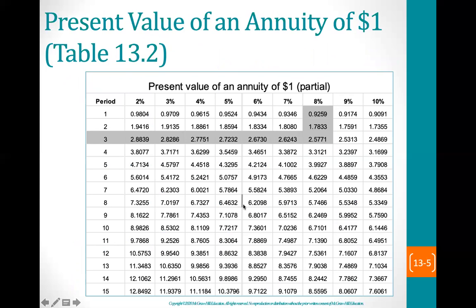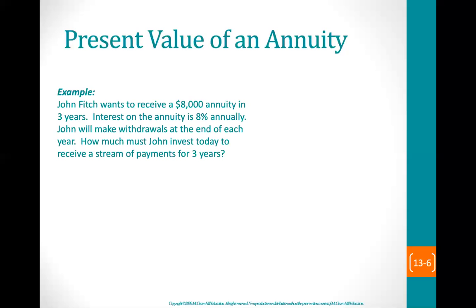So if John Fitch wants to receive an $8,000 annuity for 3 years, and interest on the annuity is 8% annually, John will make withdrawals at the end of each year. How much must he invest today to receive a stream of payments for 3 years? So step 1, how many periods do we have? 3 years times 1 annually is 3 periods. Our rate is 8% divided by once, because it's annually, is 8%.